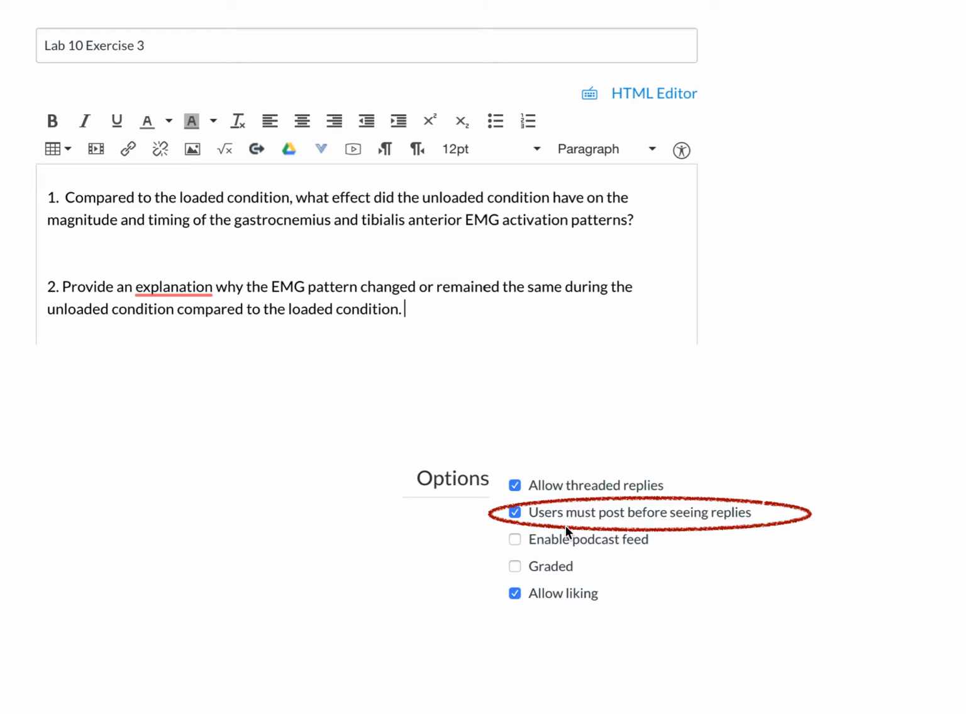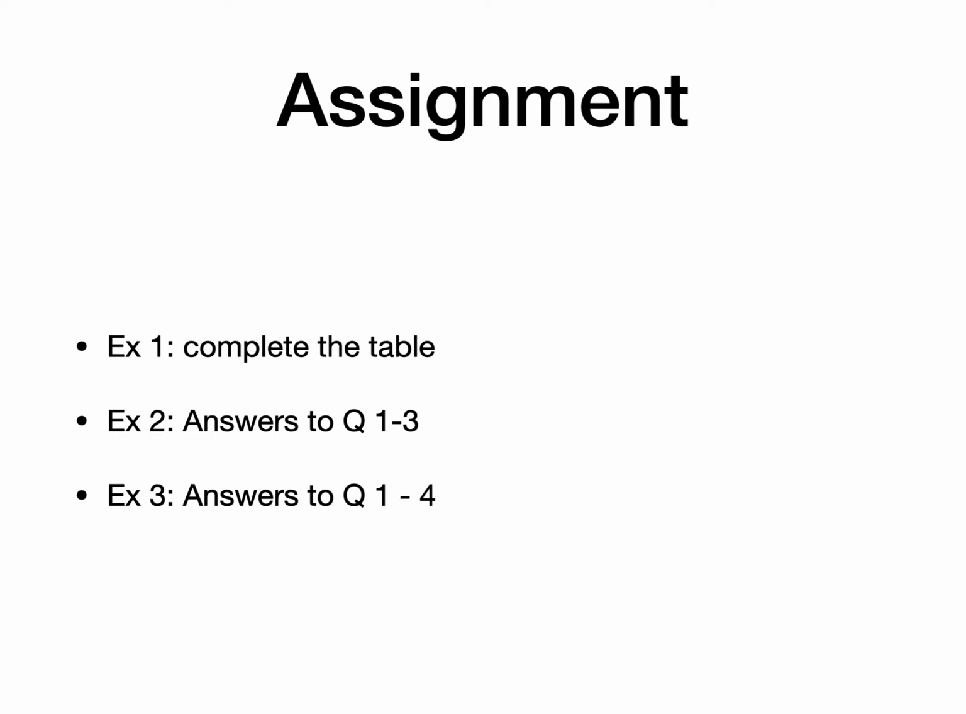So that's basically what we have for exercise 3, and the assignment would be: for exercise 1, you need to complete the table. For exercise 2, there are 3 questions you need to answer. For exercise 3, there are 4 questions you need to answer. That's all you need for the assignment.